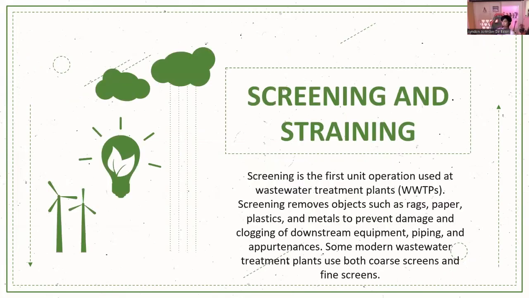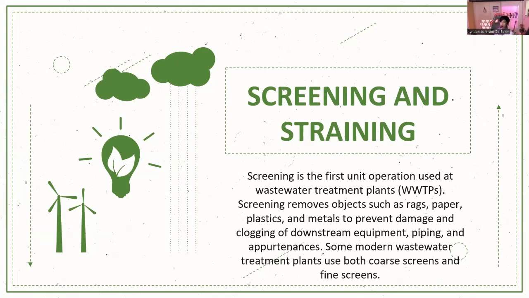So the next process is screening and straining. Screening is the first unit operation used at treatment plants. Screening removes objects such as rags, paper, plastics, and metals to prevent damage and clogging of downstream equipment, piping, and appurtenances. Some modern wastewater treatment plants use both coarse screens and fine screens.